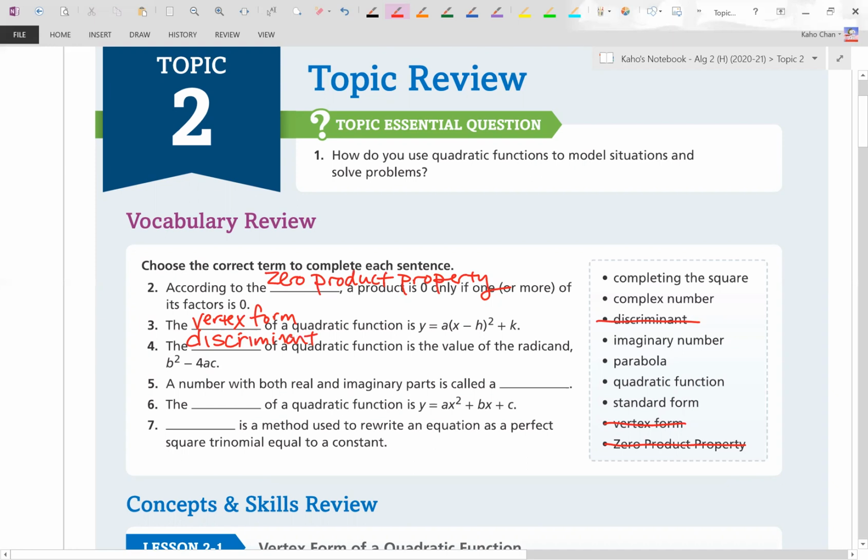Great. Number 4, a number with both real and imaginary parts is called an imaginary, or a complex number, actually. My bad. Both the real and the imaginary parts is a complex number. Great. Number 5, the blank of a quadratic function is y equals ax squared plus bx plus c. This is just standard form of a quadratic.